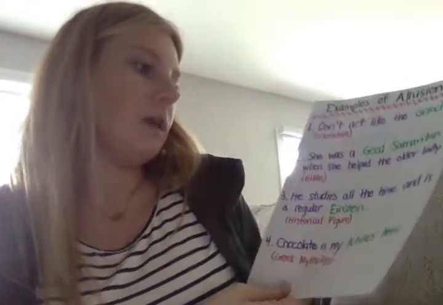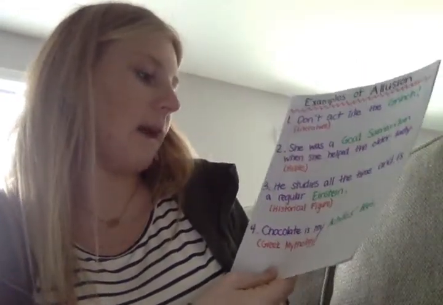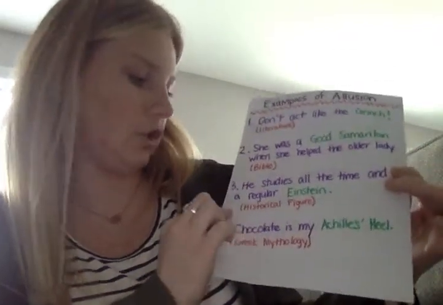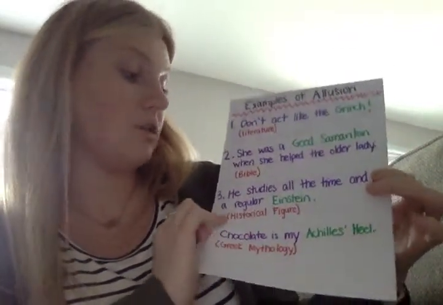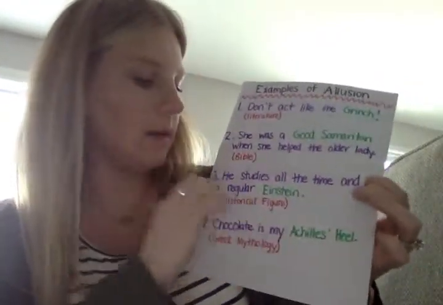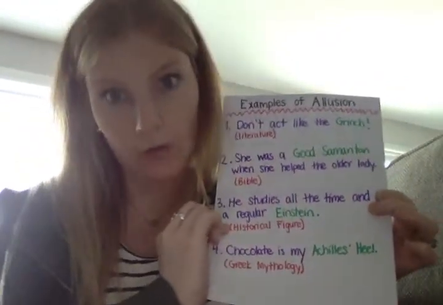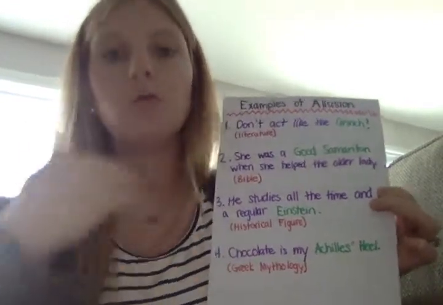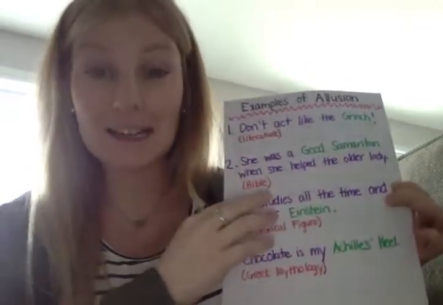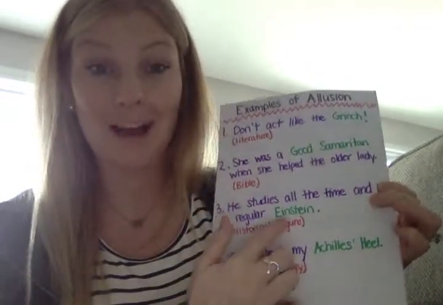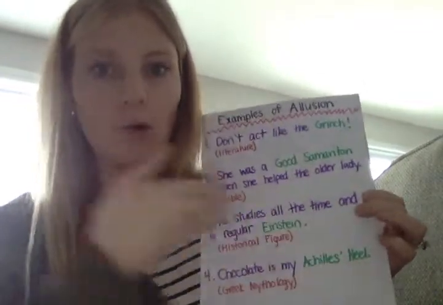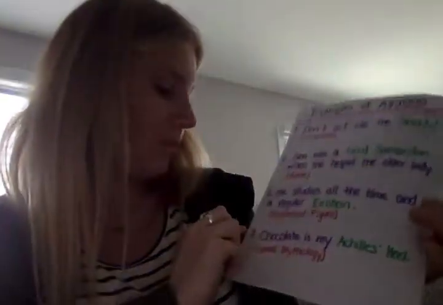Number 3, he studies all the time and is a regular Einstein. This is an allusion to history. Einstein is a historical figure, a famous scientist. There are no follow-up sentences saying he was so smart. We know that's what this sentence means, because we know who Einstein is. So we don't need any description to follow this or back this up.